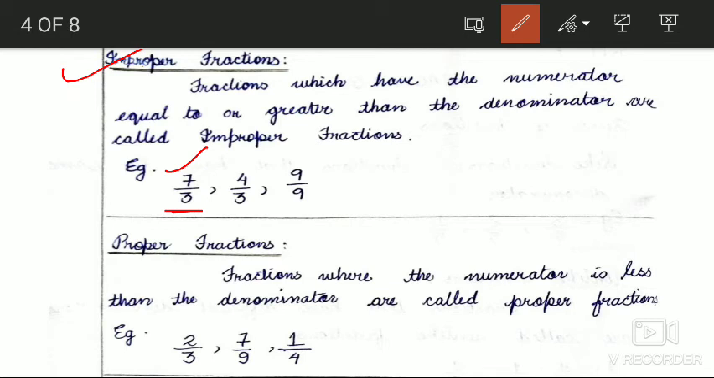Example, we have 7 by 3, 4 by 3, and 9 by 9. Proper fraction. Fractions where the numerator is less than the denominator are called proper fractions.